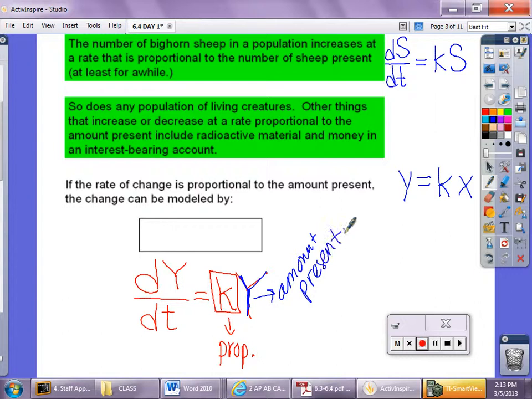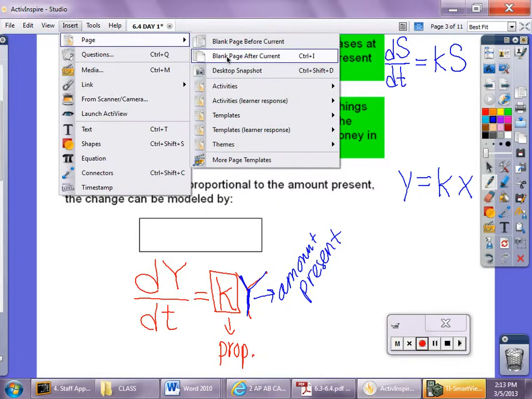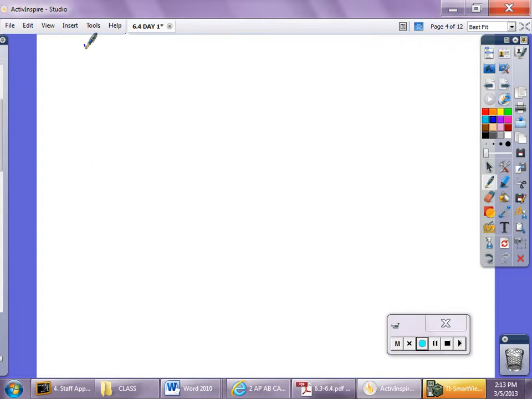Okay? So why is that so important? I'm going to continue on this page, but I'm going to insert a little bit of room. So let's take a look at that. And dy over dt is equal to k times y. So why would that be so important? Let's take a look. So I'm going to solve the differential equation.